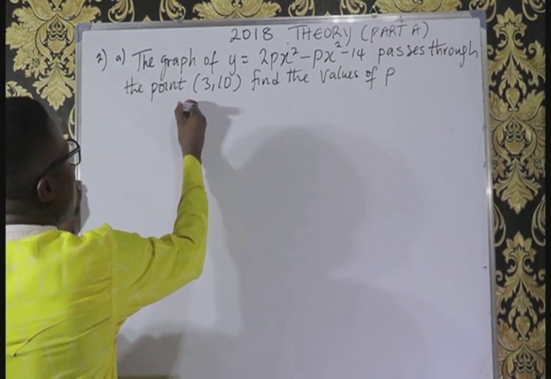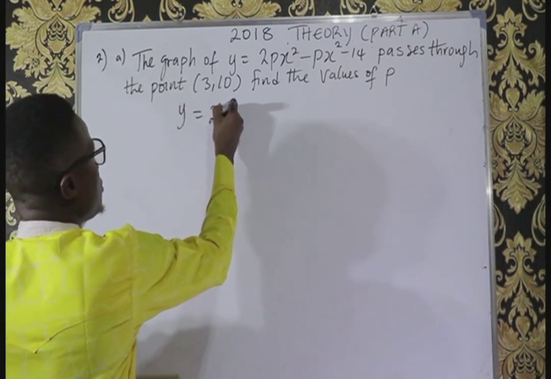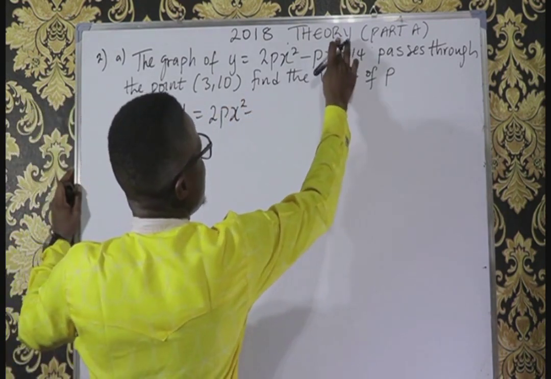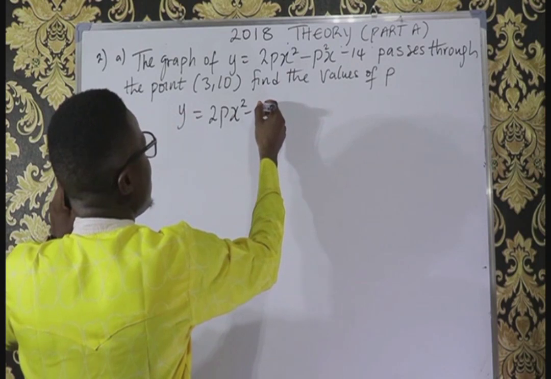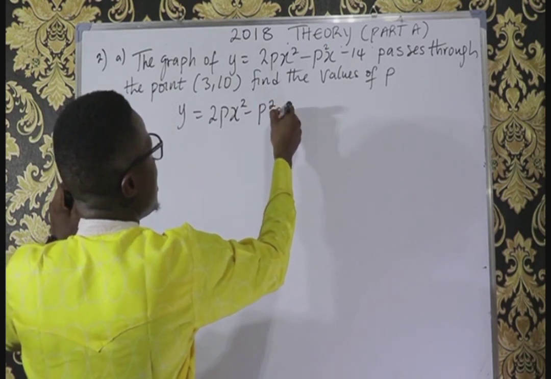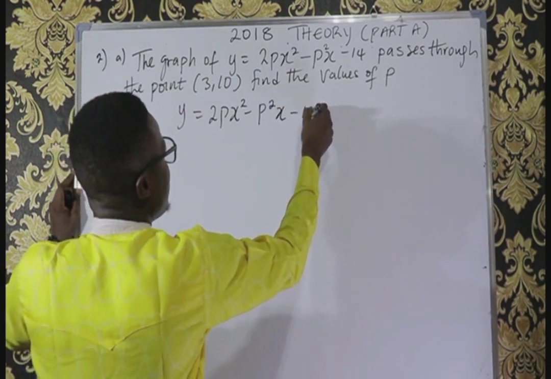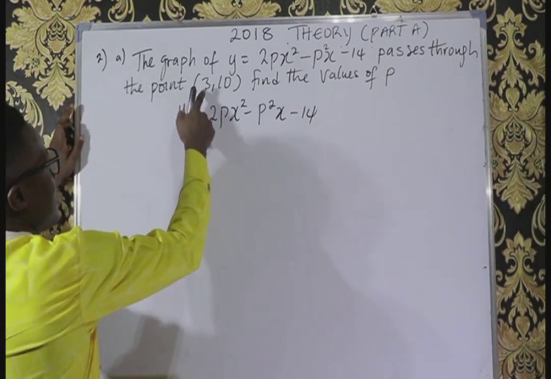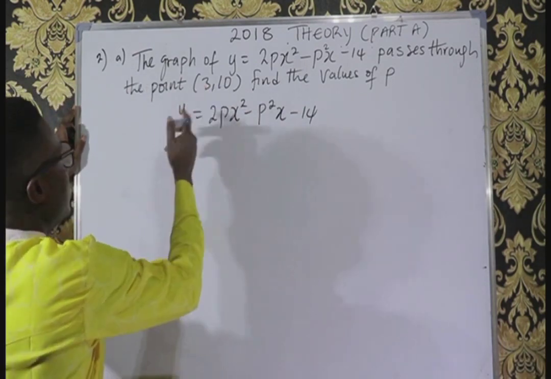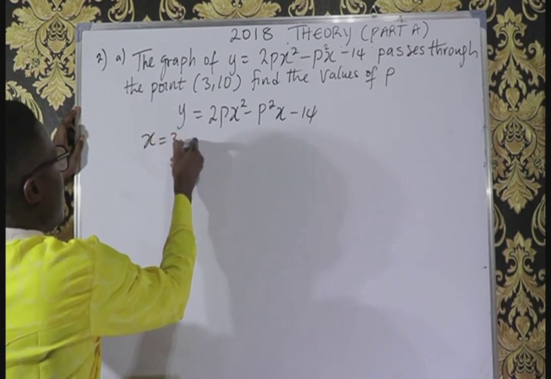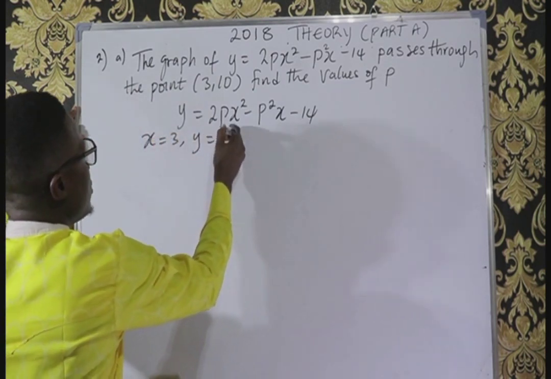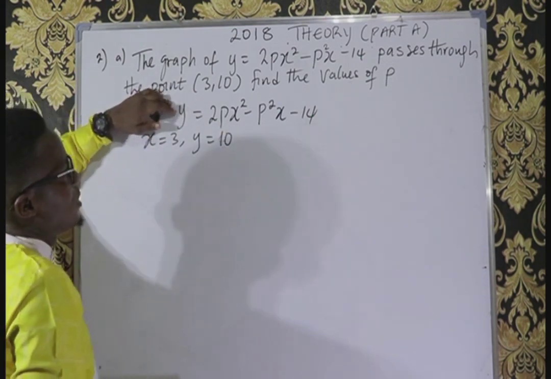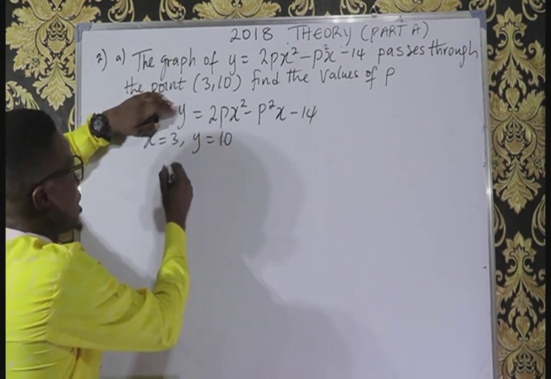So you have y equals px squared minus p squared x minus 14. It passes through the point (3, 10). This implies that x is 3 and y is 10. So you put it in this function, seeing y here, I'll put 10.